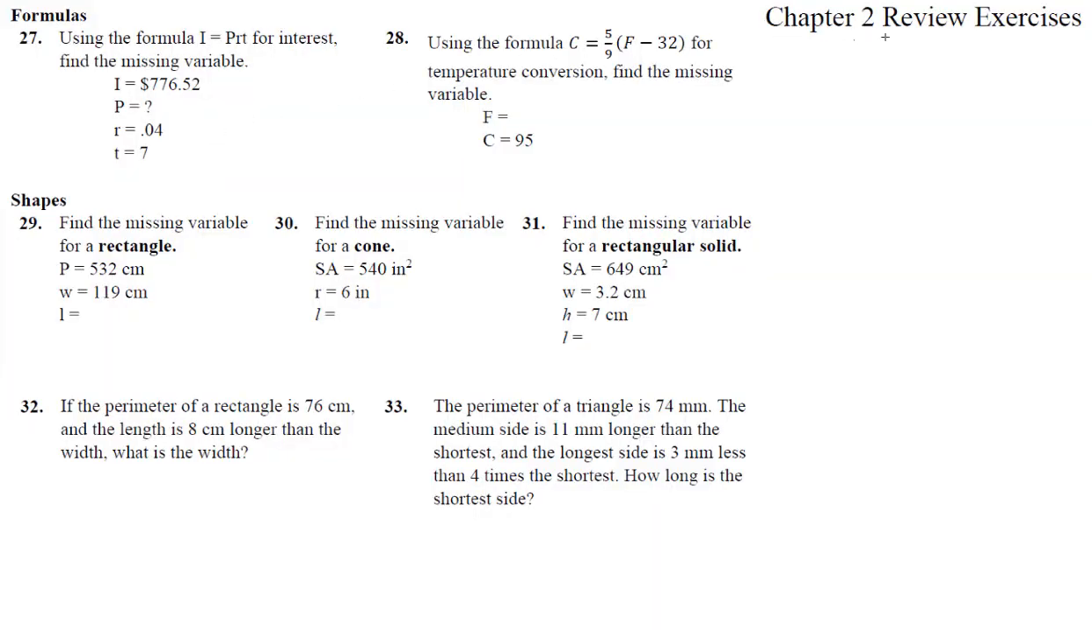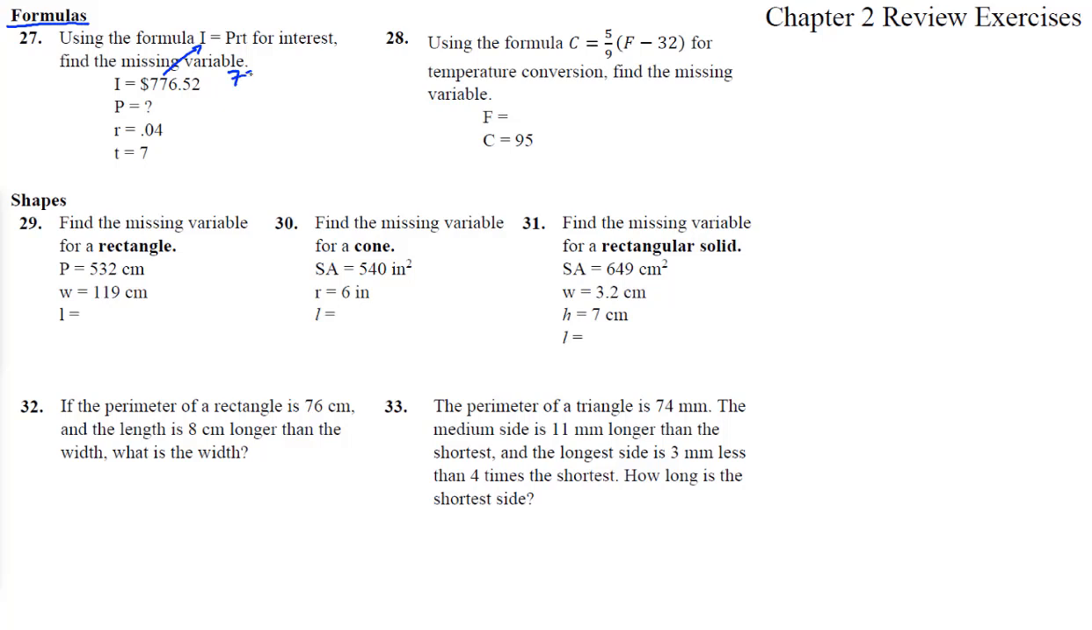Here we are in Chapter 2 review exercises numbers 27 through 33. Number 27, 28, they give us the formulas. Using the formula I equals PRT, looks like simple interest. Find the missing variable. So we just stick it in and we have our equation.